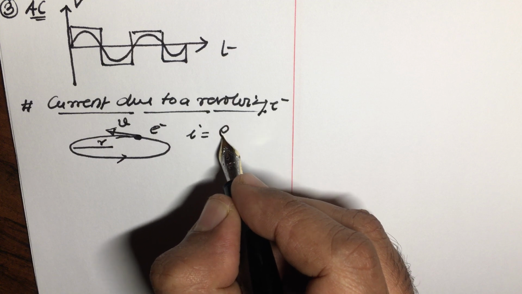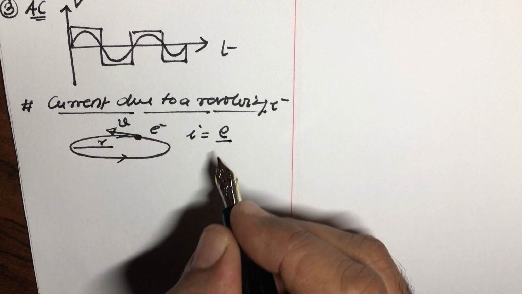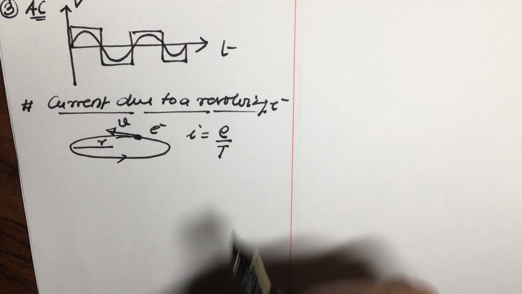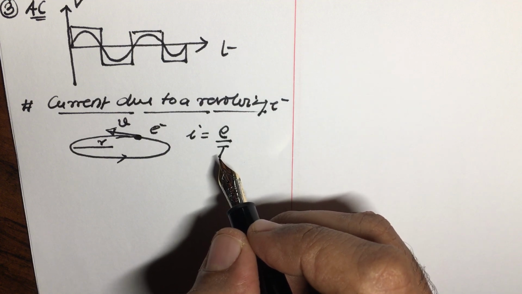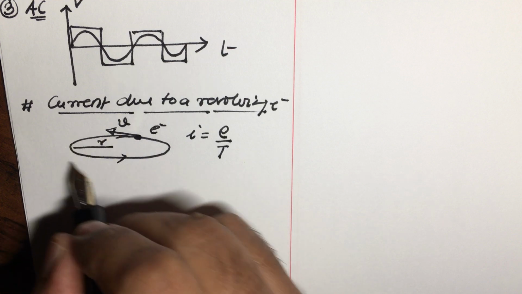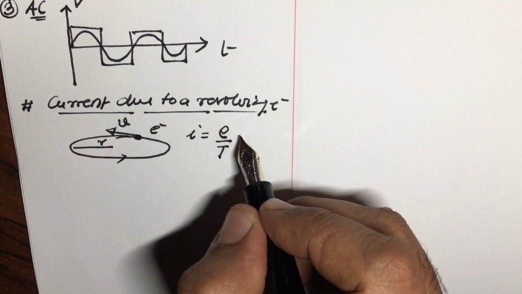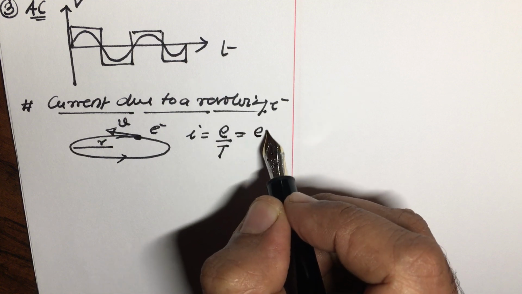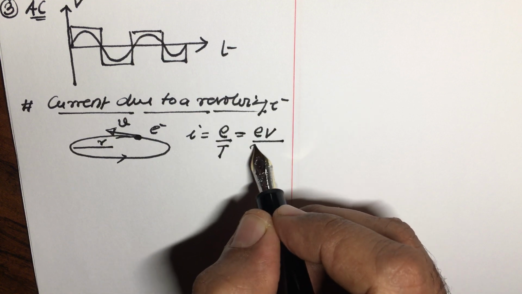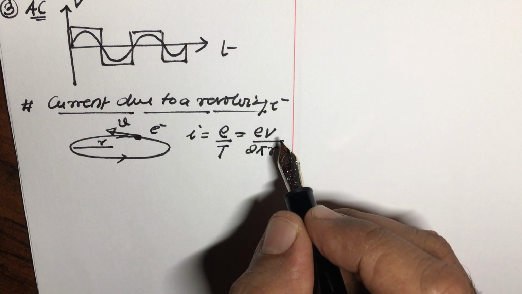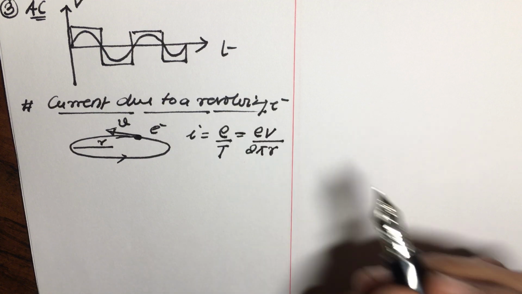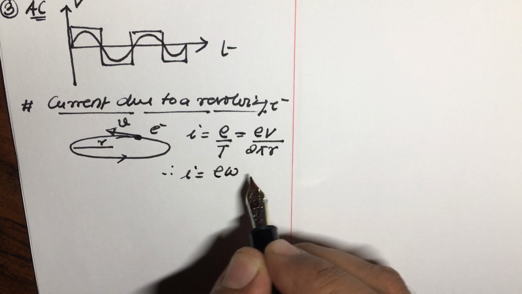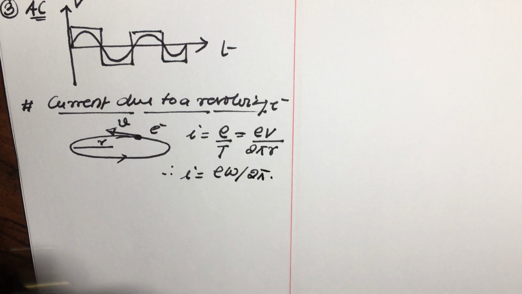So we have the charge E and the time taken to complete the circular path, that is capital T, where capital T is the time period. Now time period, or the time, is the distance upon the speed. So if the distance is 2 pi r, the speed is v. So you have 2 pi r below and v will go up. So we have E v by 2 pi r. And I think you would agree that v by r is omega. So therefore you can also write I as E omega by 2 pi. Okay.